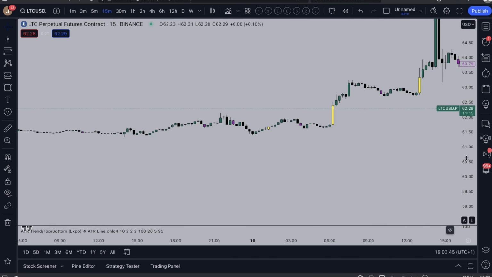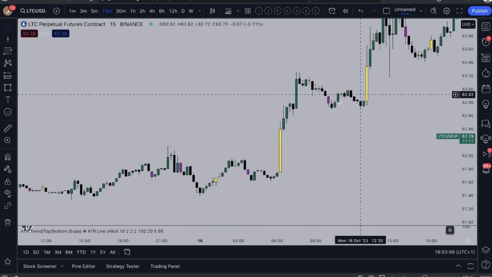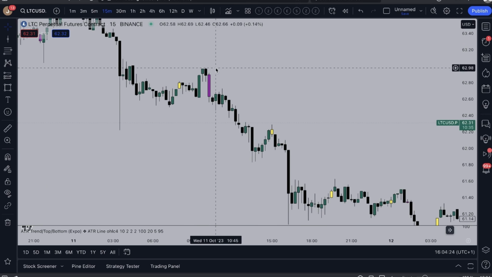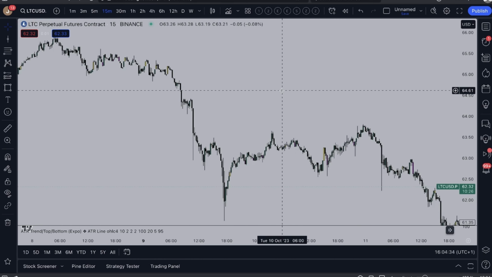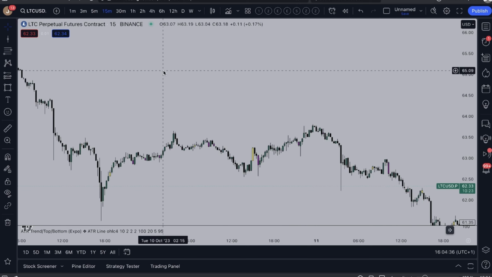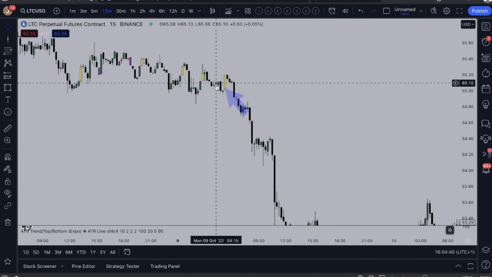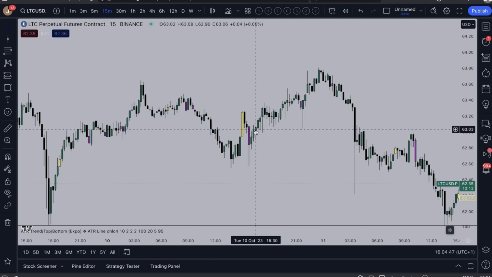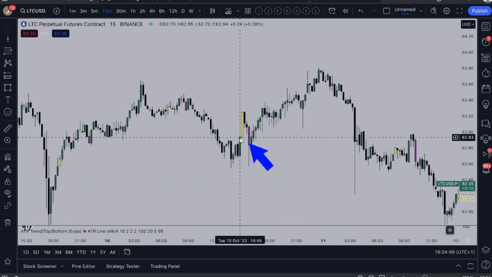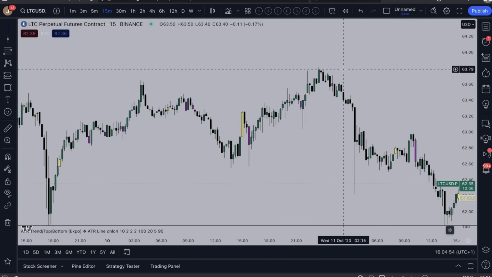You see this indicator, when it prints a yellow candle, price goes up, and when it prints a purple candle, price came down. But we cannot use this indicator this way because it still gives us false signals. For example, it printed a yellow candle here, price didn't go up, price came down. And it printed a purple candle here, price didn't come down, rather price went up. So how do we filter out the wrong signals?